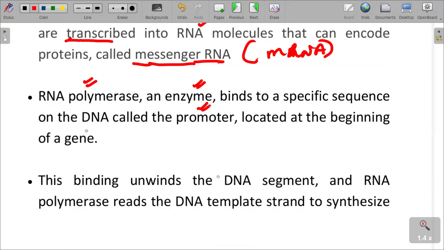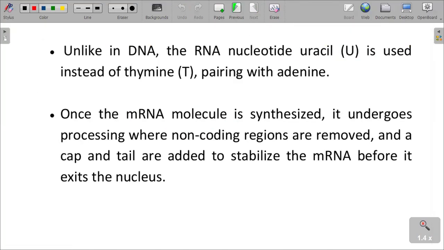This binding unwinds the gene. The binding unwinds the DNA segment, and the RNA polymerase reads the DNA template strand to synthesize, or to form, the RNA. So unlike in DNA, the RNA nucleotide uracil is used instead of thymine.